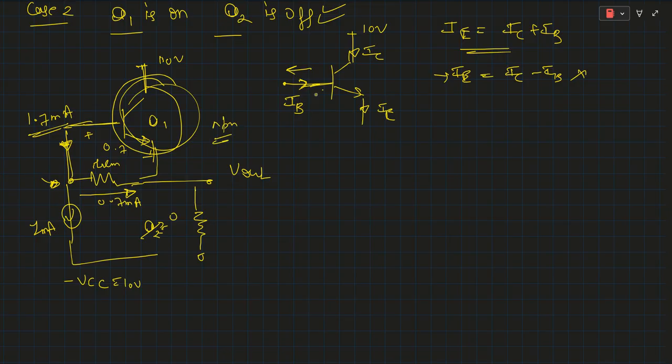Remember, it is an NPN transistor. So for an NPN transistor, no base current flows outside of the transistor. Always the base current flows inside of the transistor.